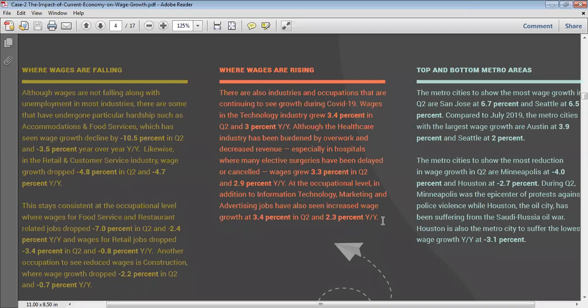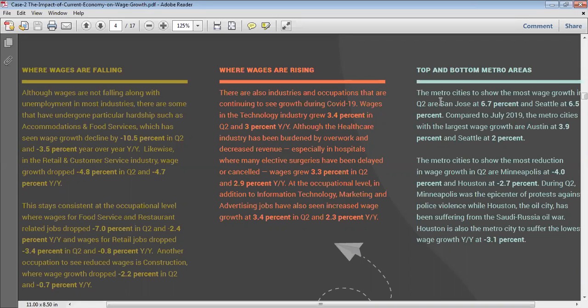You cannot just ignore information because it is American, German or French. Today it is called the global economy. What happens in America, India is also affected by that. Then top and bottom metro areas, so this I will skip.